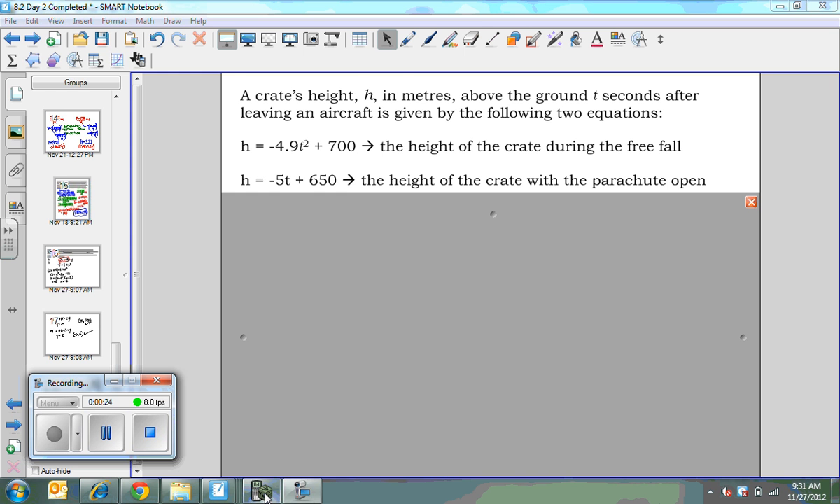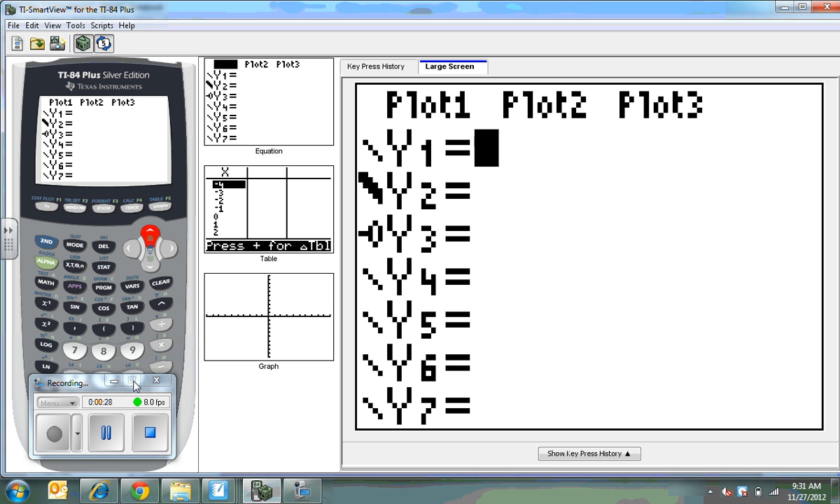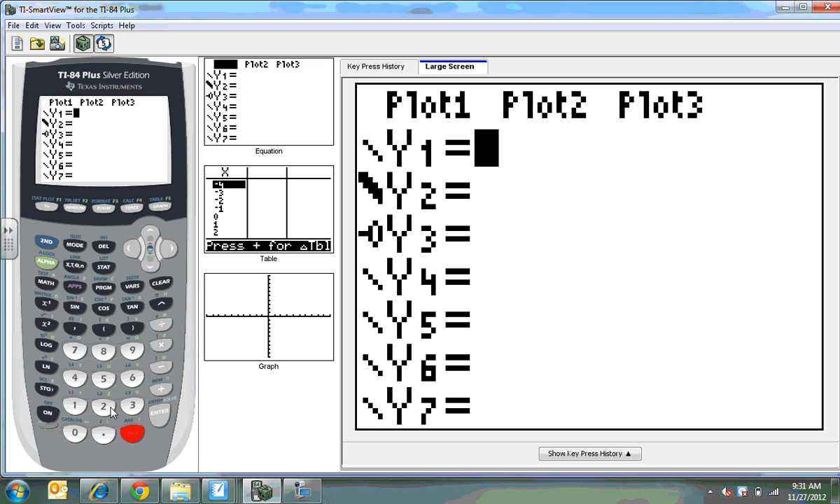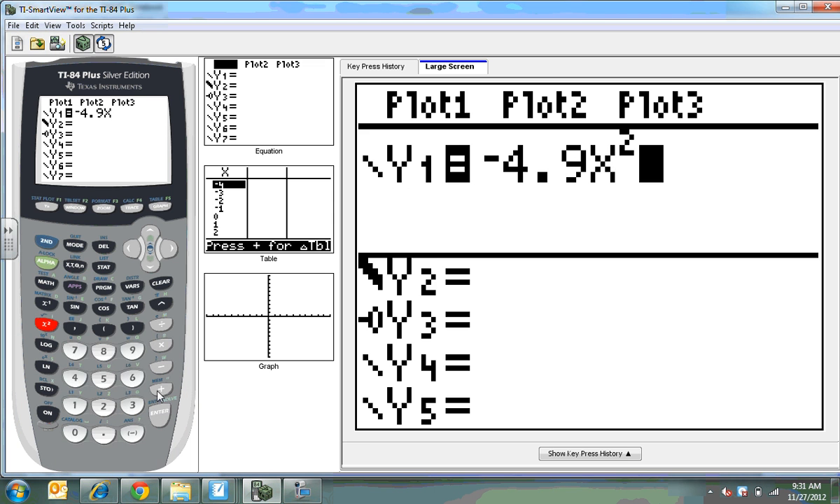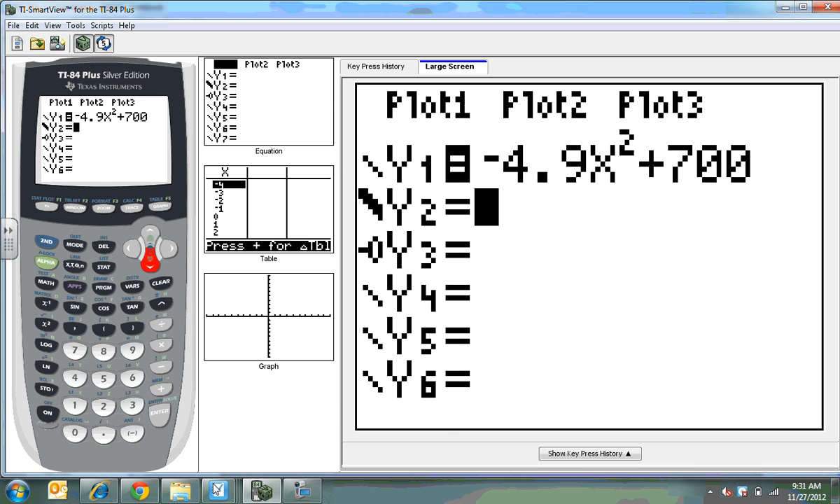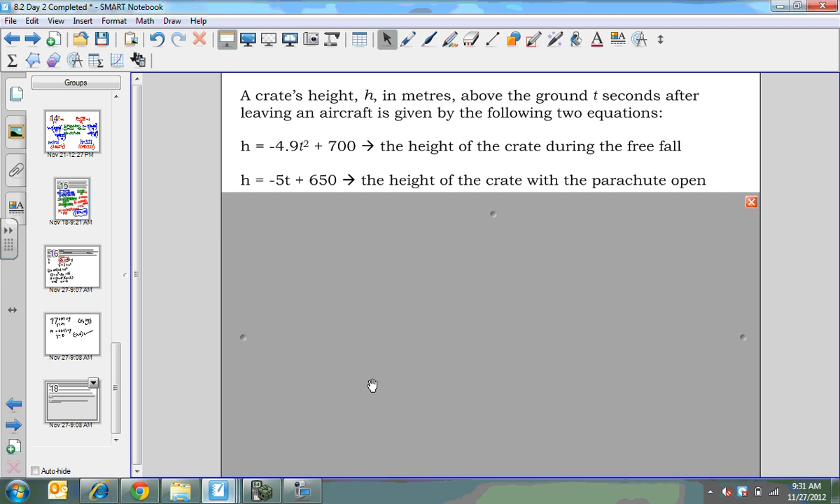So we need to start by graphing these. So we've got negative 4.9 t squared plus 700. So this is our equation for free falling, and then y2 is our equation when the parachute opens, so negative 5t plus 650.